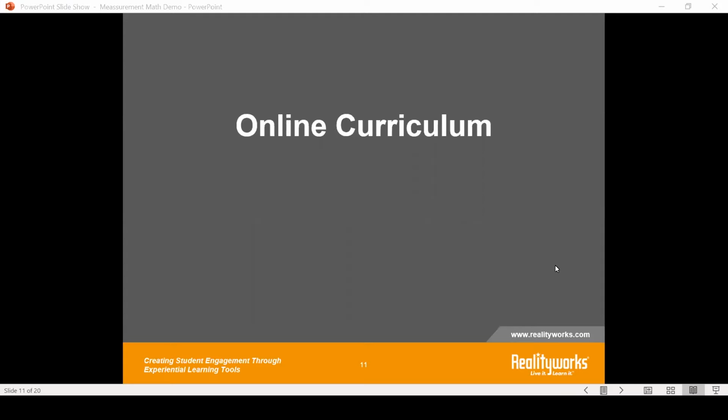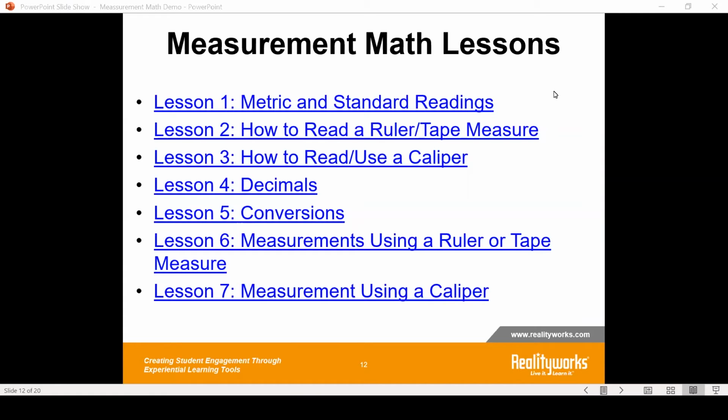Our online curriculum goes a little deeper. In this case, it allows students to do self-paced learning, but it also allows the students to go one step farther. Now, it can be used individually with curriculum in classroom and then have them dive into the online curriculum afterwards to make sure that they got what they learned, or it can be used as a separate piece altogether. In either case, it allows you to walk through these same lessons. Again, metric and standard reading, how to read a ruler or tape measure, and then how to read and use a caliper, decimals, conversions, measurements using a ruler or tape measure, and then measurement using a caliper.